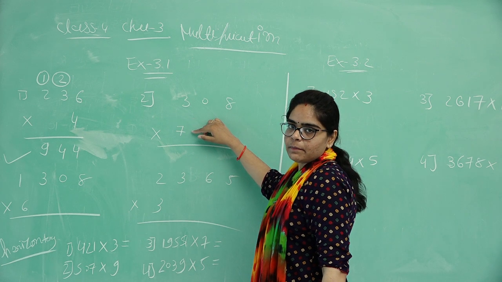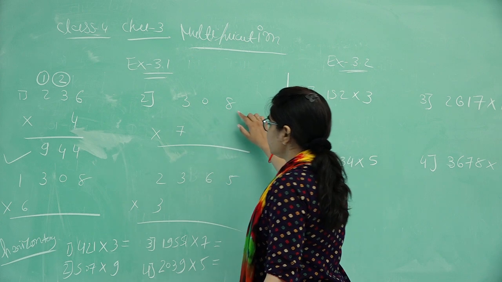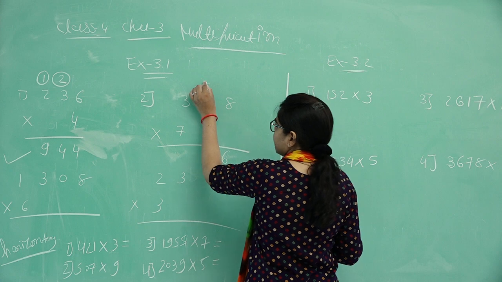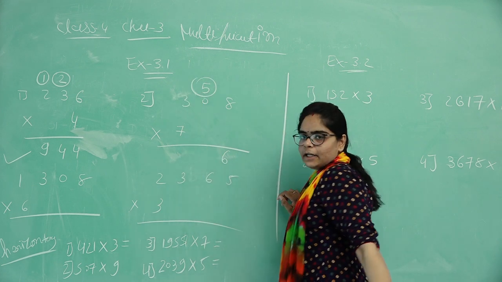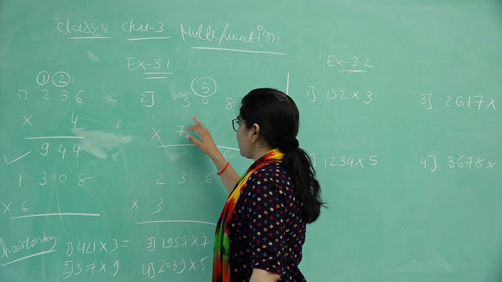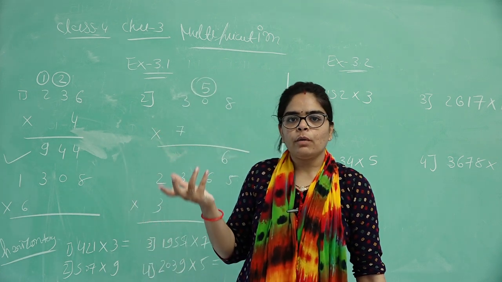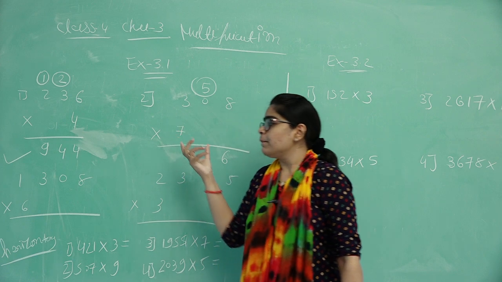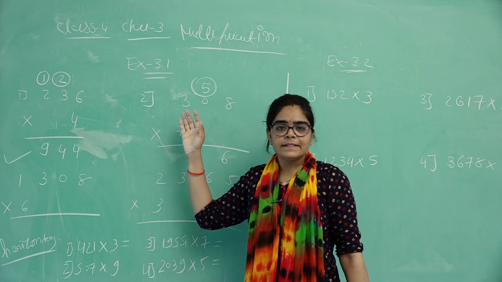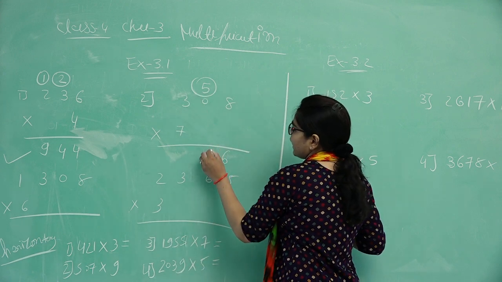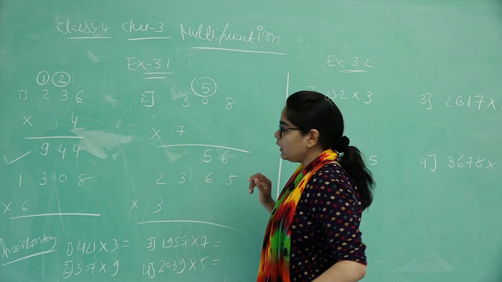Here, which table is given? 7. 7 8s are 56. So write here 6. Here 5 carry over. My dear students, 7 into 0. 7 zeros are 0, because if we multiply any number with 0, then we get the answer 0. So here 5, write down here only.